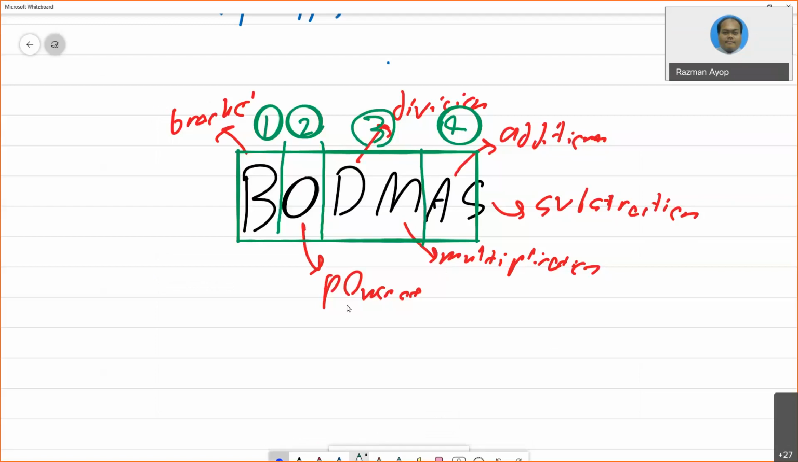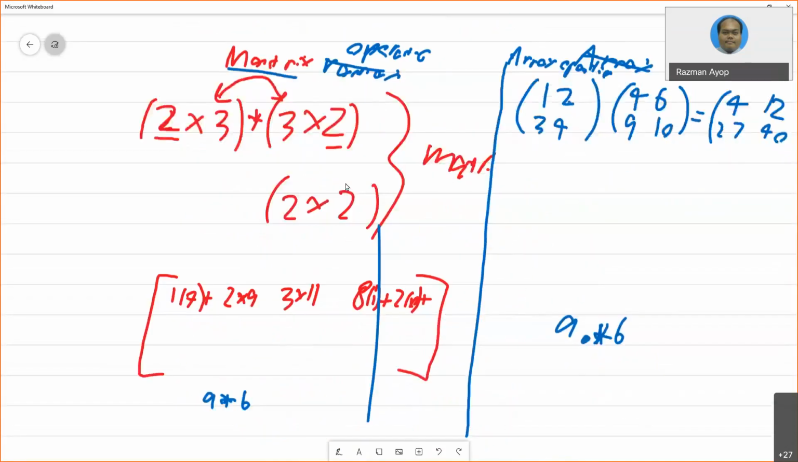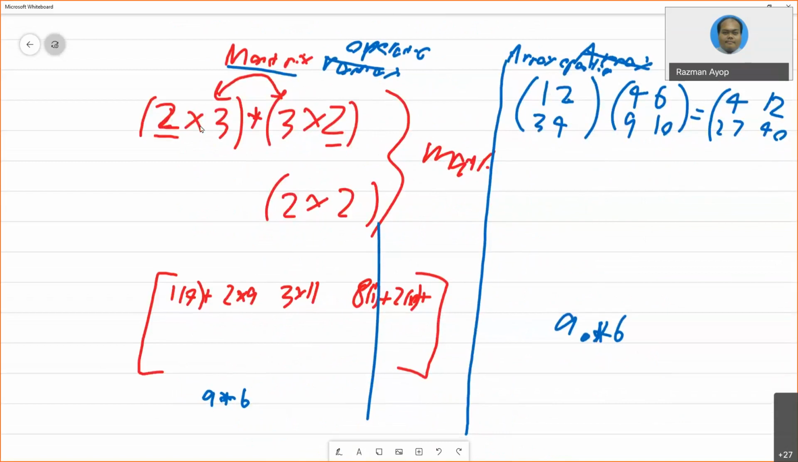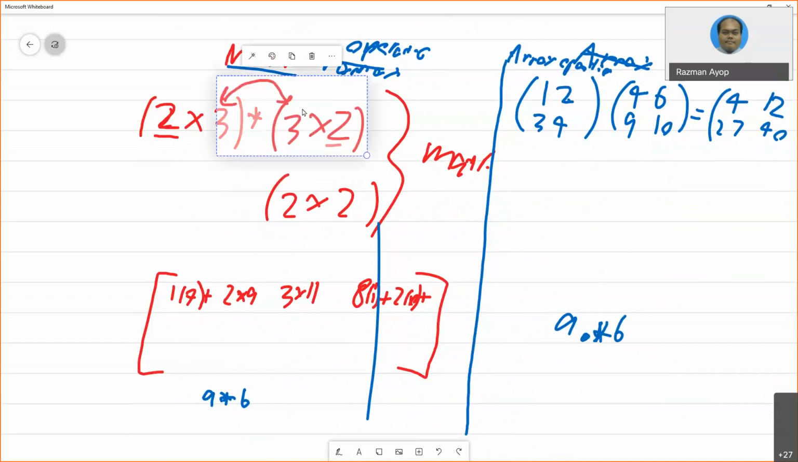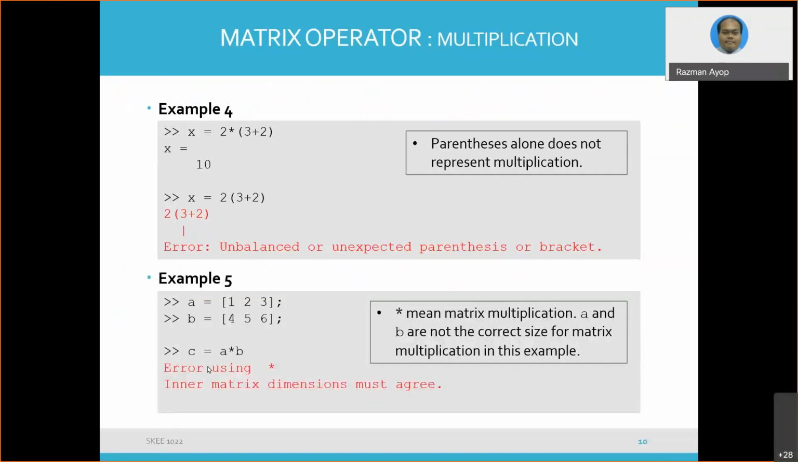So for this one, okay, remember, like I said before, 2 multiplied by 3. If you have a 2 multiplied by 3 matrix, make sure that the next matrix has the same row. You have to make sure that the column for the first matrix and the row for the second matrix are the same. Without it, you cannot do multiplication.